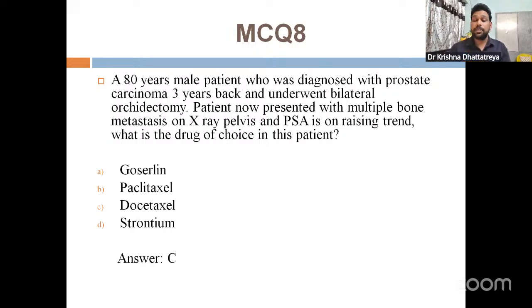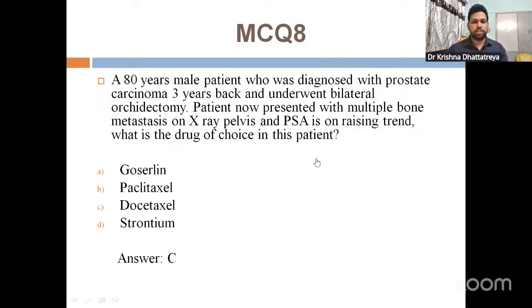Okay, but there is another source of testosterone in the body, that is the adrenal source, which is still present. But now this patient presents with multiple bone metastases on X-ray pelvis, and PSA is on a rising trend. Okay. What is the drug of choice in this patient?